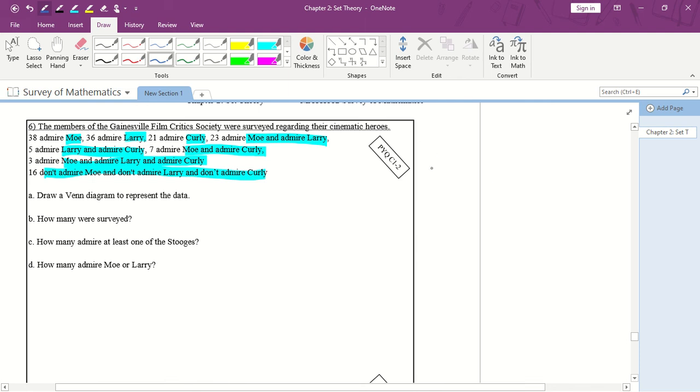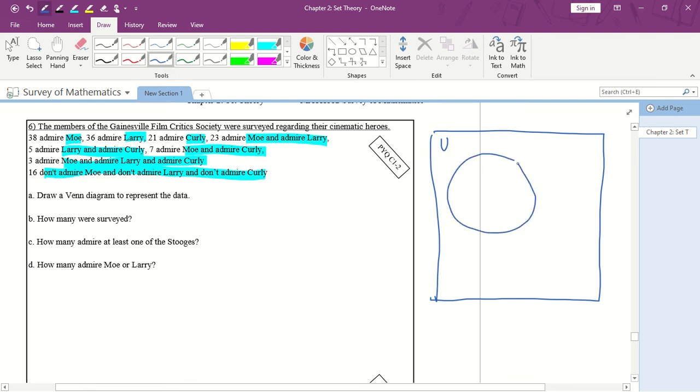Okay, so let's try. Let's draw a big Venn diagram here. Okay, U. So what is U? The question doesn't give us, so we will leave it as U. And we will draw 3 big circles because we are talking about 3 sets and they intersect with each other. How do we know? Because we can see that they all intersect here. So we have M for Moe, L for Larry, and C for Curly.